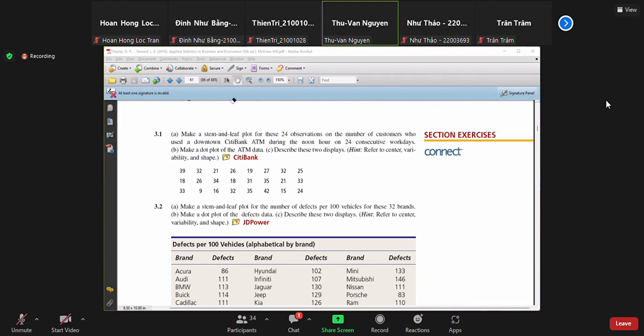Okay, so I let you do this problem in 5 minutes. Obviously, for the stem and leaf plot, you do not need to sort the data. But to make a dot plot, you need to sort the data. In both cases, I think you had better sort the data first.